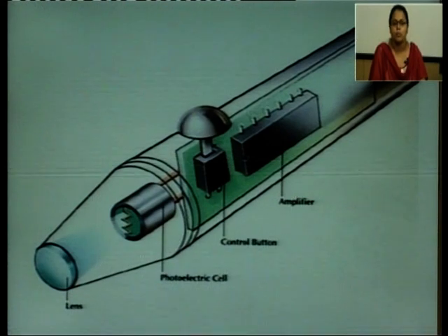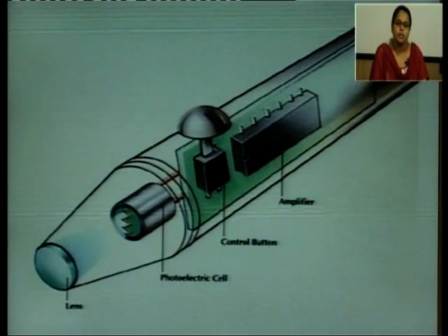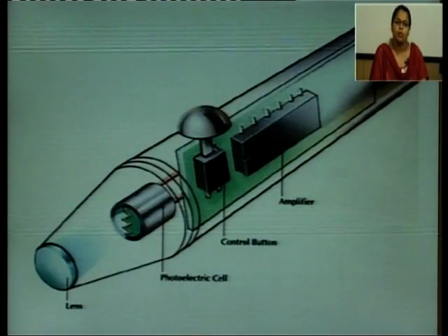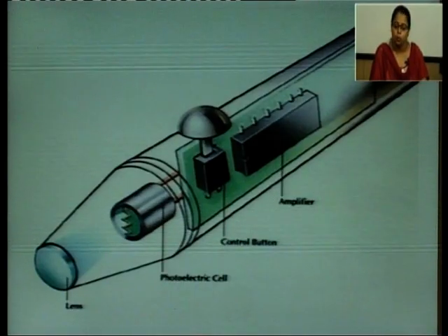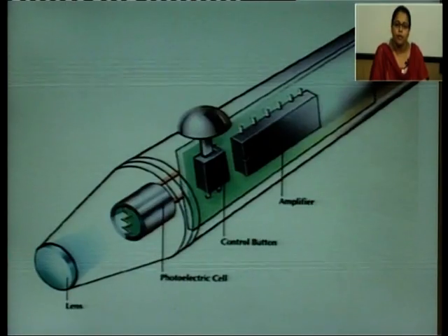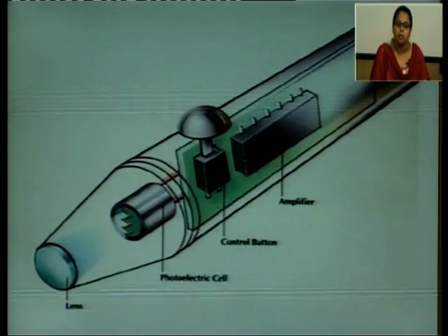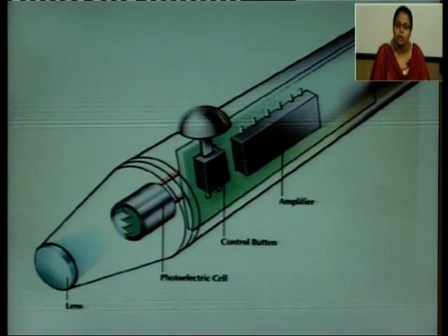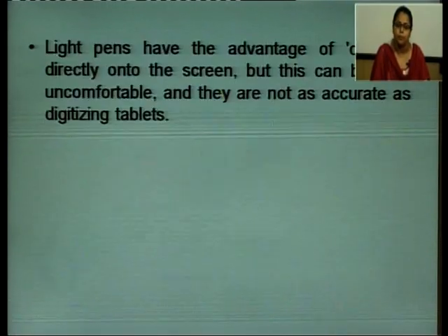So this diagram shows the internal structure of a light pen. Here is a photoelectric cell, which is made up of photosensitive material, which detects the light coming from the screen, and then generates the signal for the computer.